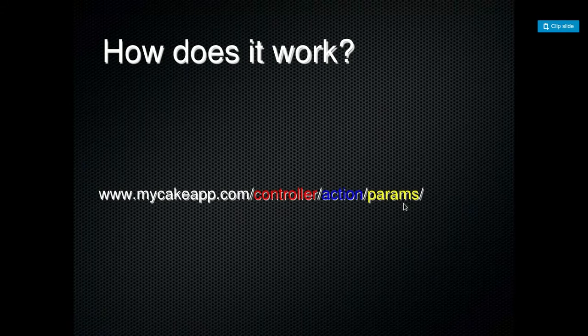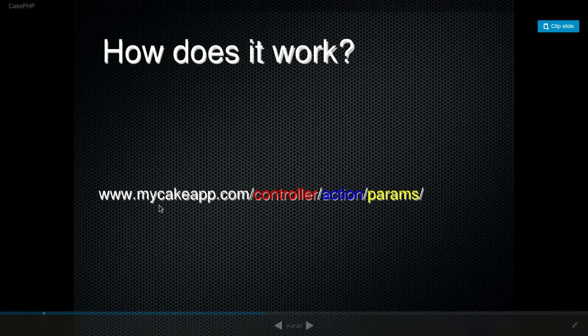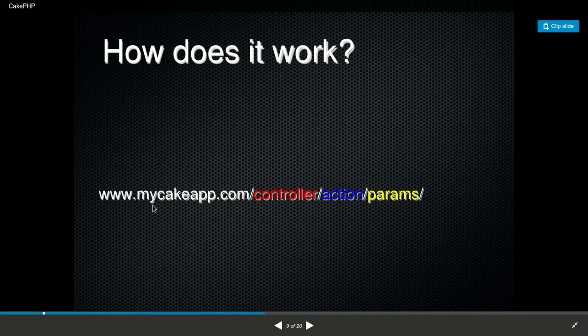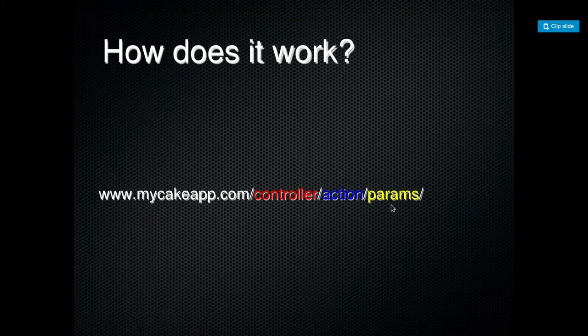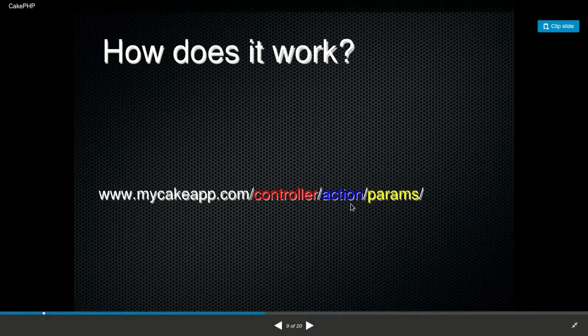Like if we have an application in which we have to view a user whose ID is 5, the URL will look like our domain name slash users, that is the controller, slash view, which is the action, slash 5, which is the parameter, that is the user's ID, passed to the view action of the users controller.